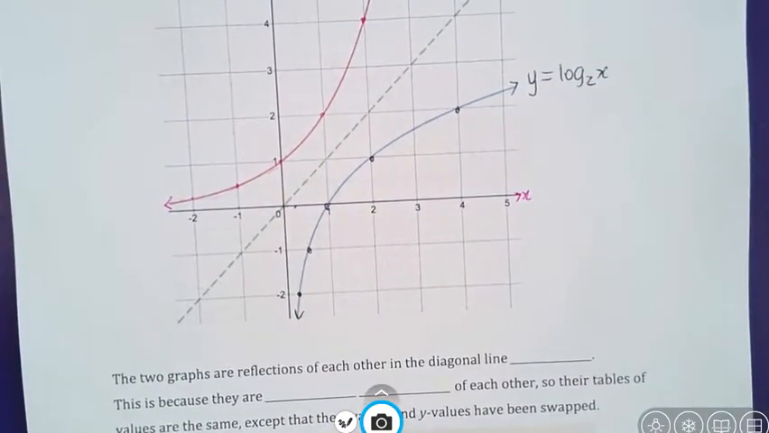Now, we were working with logs last week. We knew that you can't take the log of a negative number.